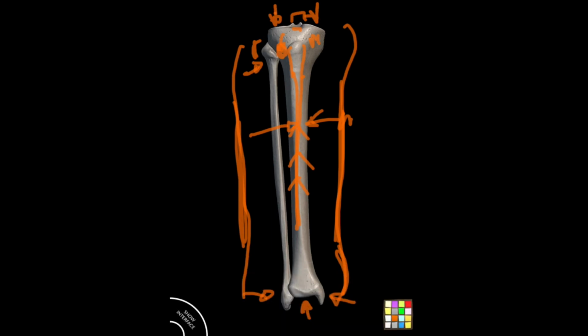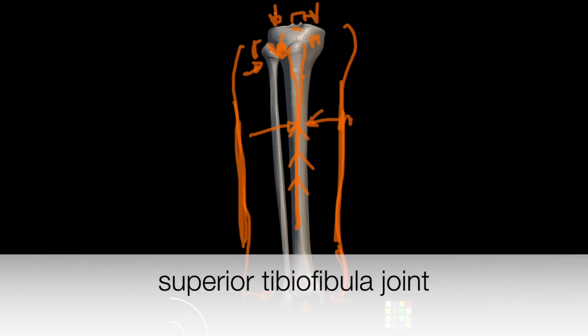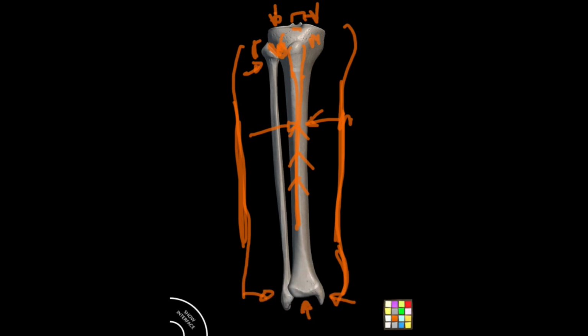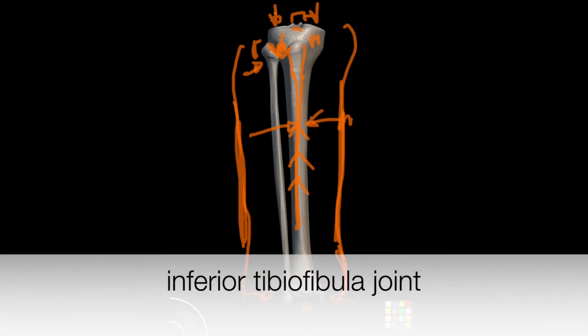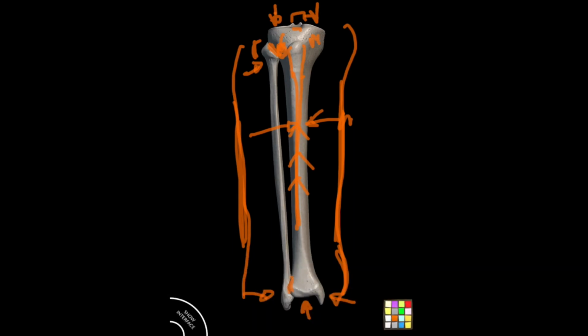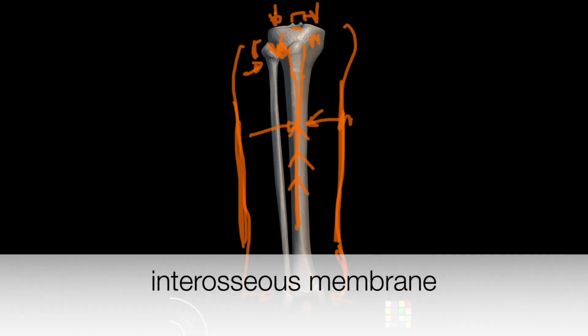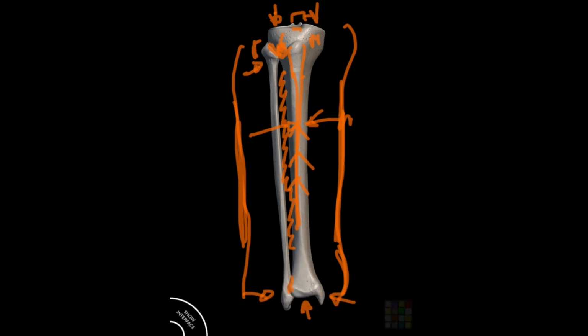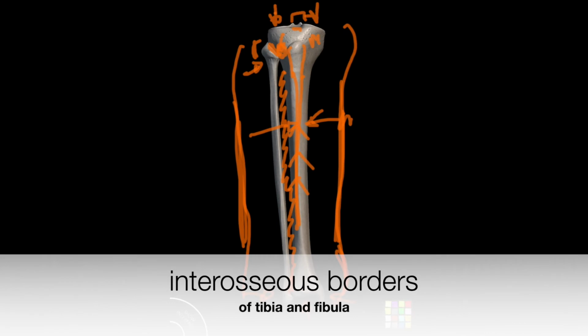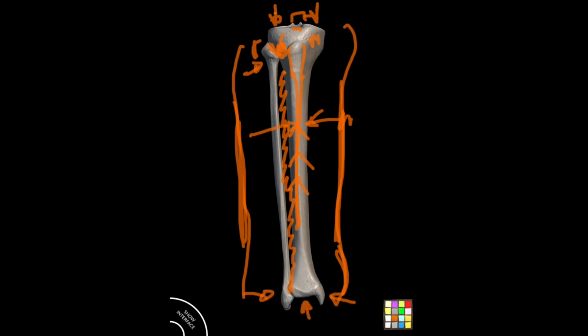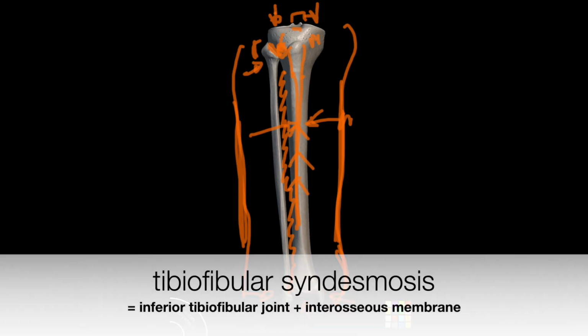The bones are joined together proximally at the superior tibiofibular joint, which is a synovial joint. There's an articular surface for articular cartilage. Inferiorly, the joint is a fibrous type of articulation, so no facet for articular cartilage. It's strengthened by the interosseous membrane, which extends between the interosseous borders of each of the bones, and together with the inferior tibiofibular joint forms the tibiofibular syndesmosis.